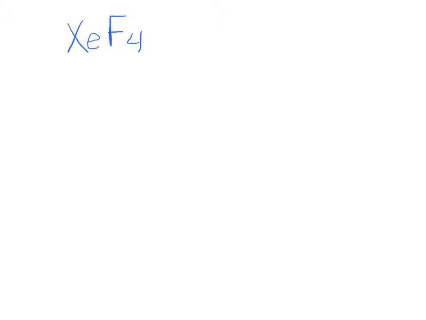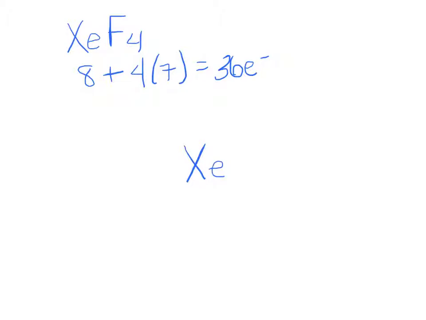Here's XeF4. So xenon, if we look at it, is in the 5th energy level. So it could have more than 8 electrons around it. So let's add up the valence electrons. Xenon has 8, each fluorine has 7. So in our structure, we should have 36 electrons. We're going to put xenon in the middle and then put the 4 fluorines around it.